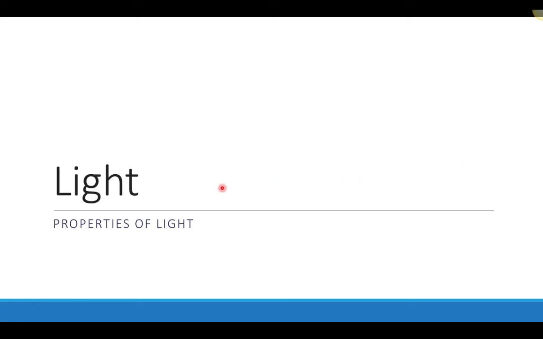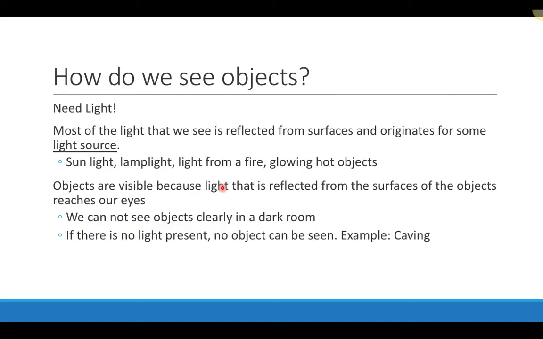In this presentation, we talk about some of the properties of light. So we'd like to be able to talk about how we actually see objects, and in order to see objects, we need light. That light can come from many different sources: sunlight, lamplight, anything like a fire that's glowing. But in general, we need light to see objects because the light reflects off of objects, and those reflections of light reach our eyes, and that's how we see.